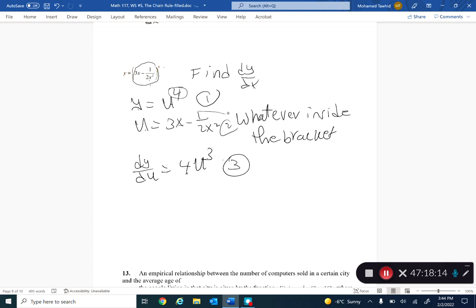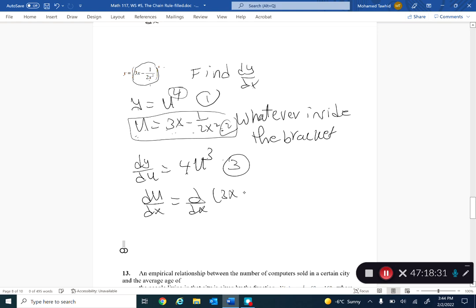So now, if I look at equation 2, what do you have? u is a function in x. If u is a function in x, then it's easy to take the derivative of u with respect to x. So now I have to take the derivative of u with respect to x. So here you have 3x minus 1 over 2x squared. I can't just grab this one here. I need to take the derivative of this.